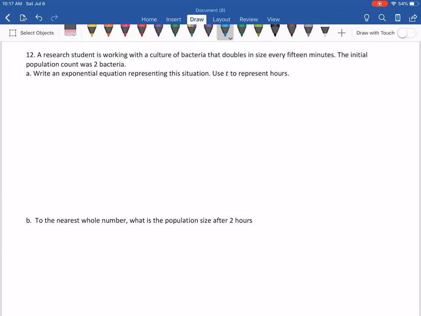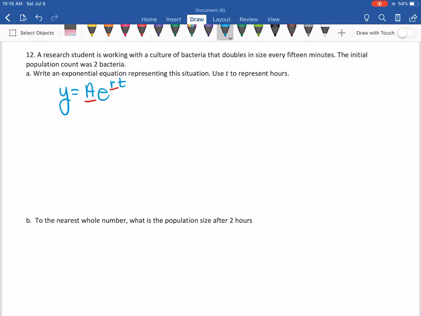Okay, we're going to walk through an example of double time. And for double time, we're going to use our continuous growth formula. So we need to find our value of A and our value of R in part A in order to set up an equation. And then once we set up the equation in part B, we're going to use the equation to find the population size of the bacteria after 2 hours.